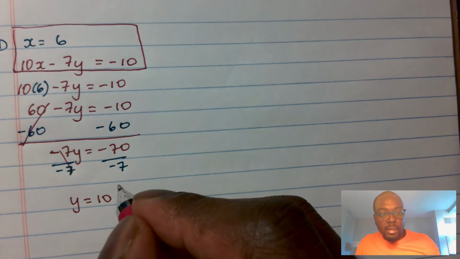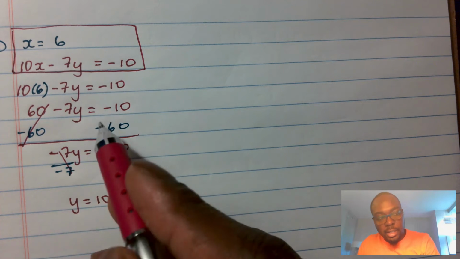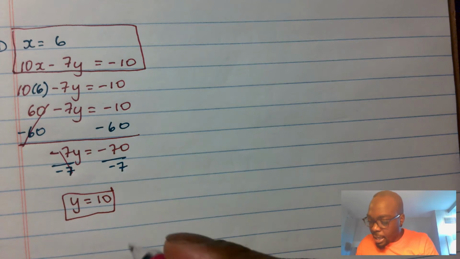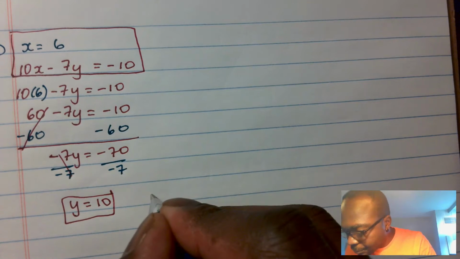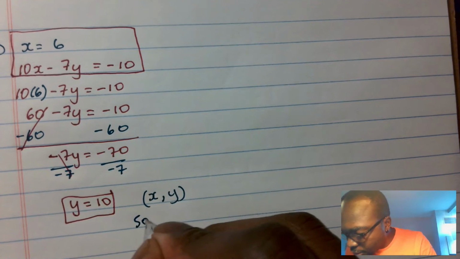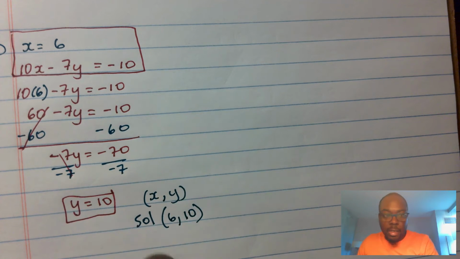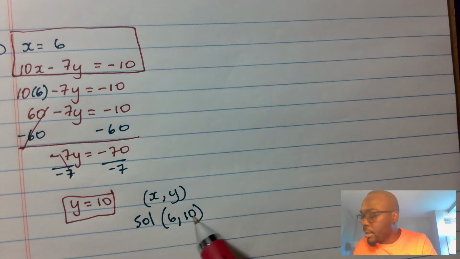So now there isn't much for me to do because I already have x is equal to 6, and now we have y is equal to positive 10. In IXL, you're going to have to write your answers in the form x, y. So here your solution would be x is equal to 6 and y is equal to 10. But you still have to go back and check to verify that your answers are correct.